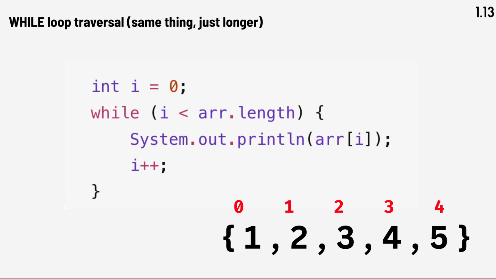Next is a while loop. This is not that popular, but it's really simple. So we have int i = 0, and then it traverses through it and just keeps adding on to i until it reaches 4.